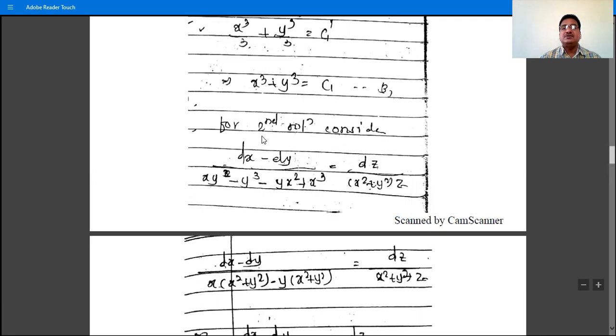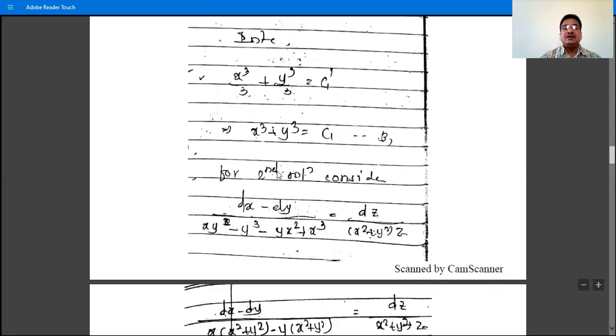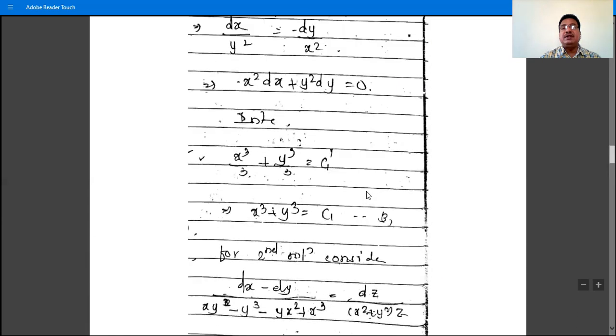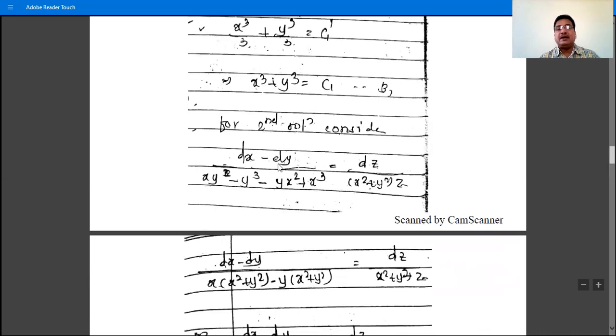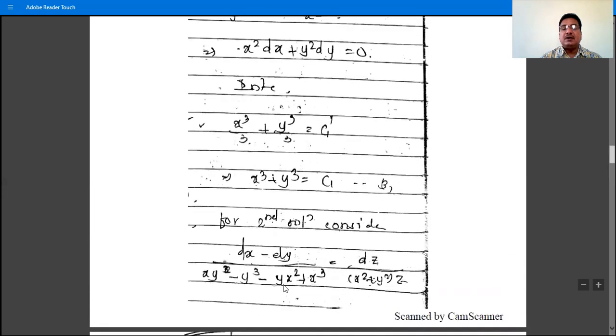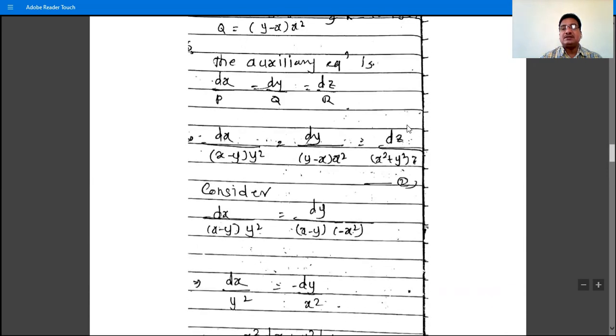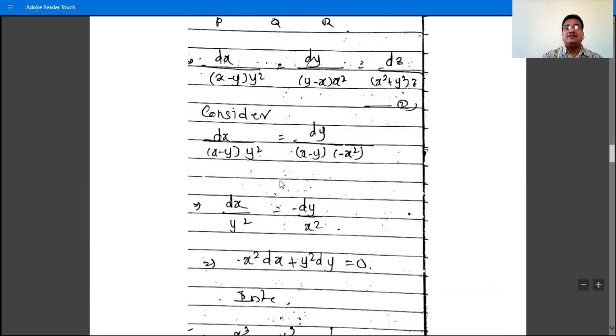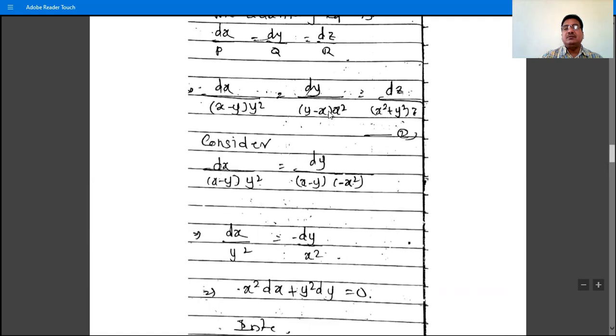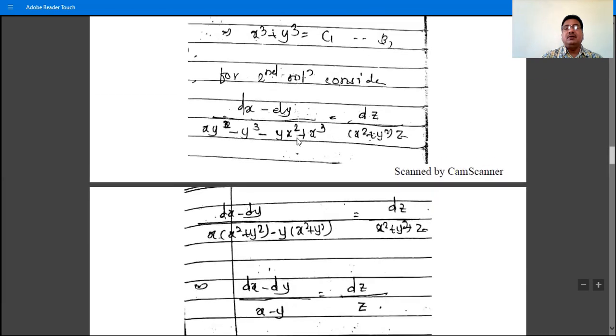Now we have to find the second solution. For the second solution, consider dx minus dy, choose multipliers 1, minus 1, and 0. What are the multipliers? 1, minus 1, and 0. And in the place of each ratio, consider the last ratio, dz divided by x square plus y square into z. So we have dx minus dy divided by x y square minus y cube plus x square y minus x cube, equal to dz divided by x square plus y square into z.